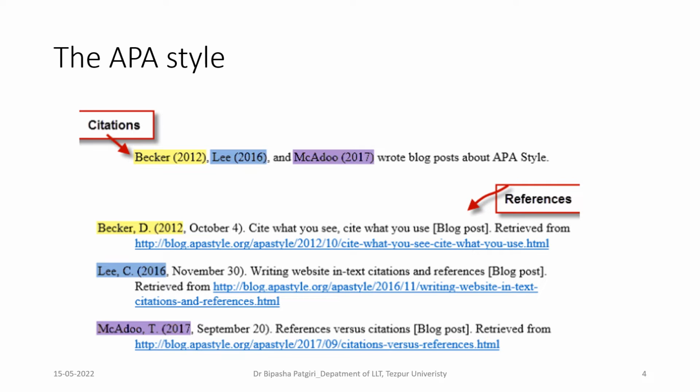They wrote blog posts about APA style. So these people have written certain blog posts about APA style, and when you are writing an essay on APA style and you have read those persons' works, then you have to cite their names to show your readers that you have actually read them. Now, all these references separately should be included in your reference list as shown in the section below. All the references individually appear in your reference list along with the year. So we will learn about that later.